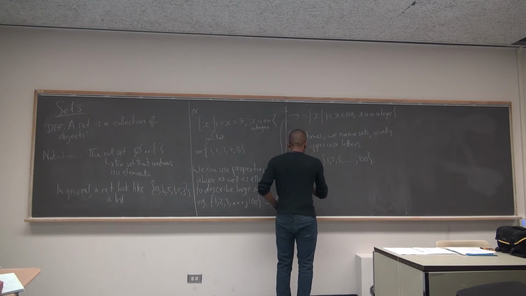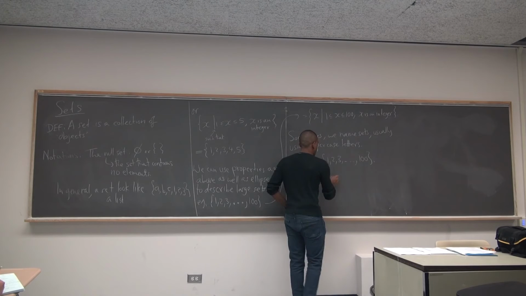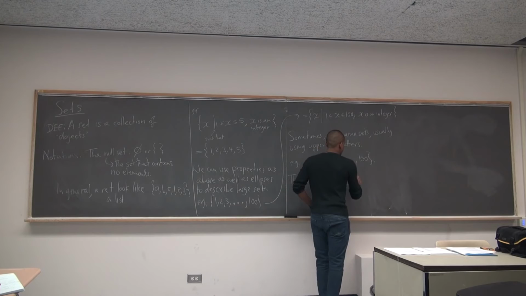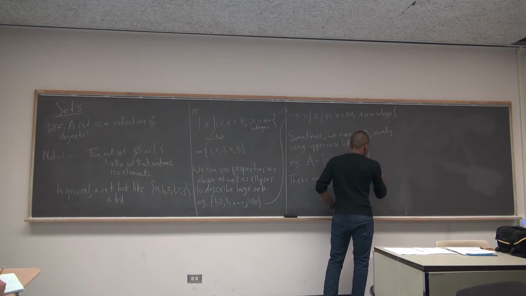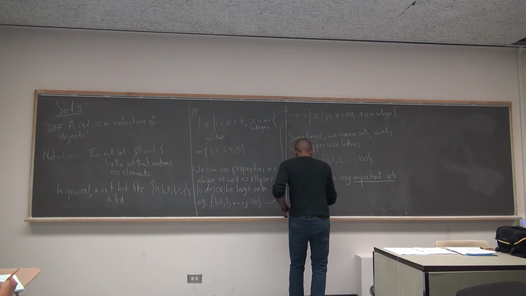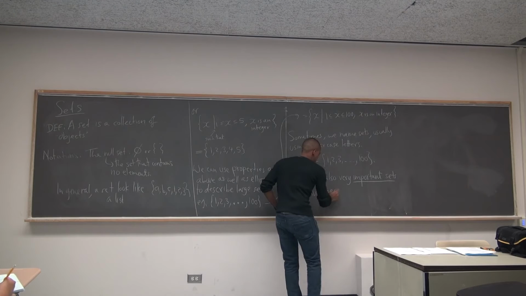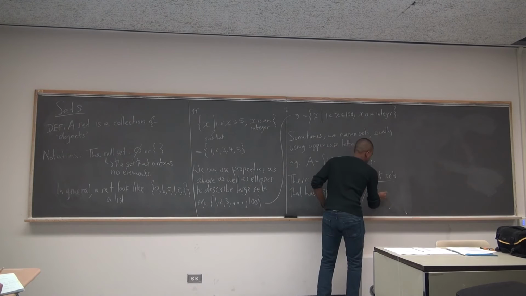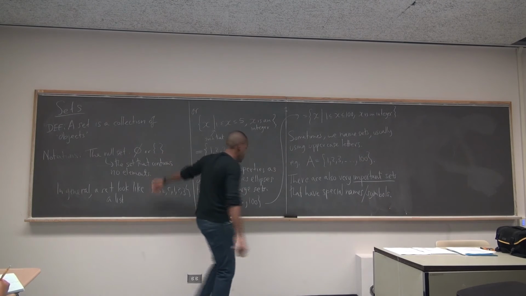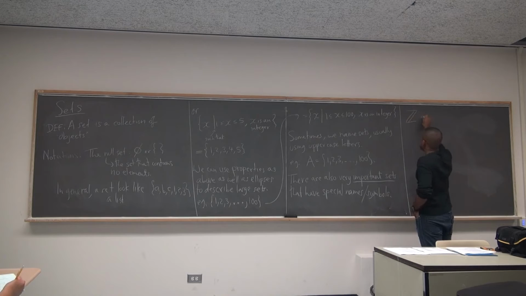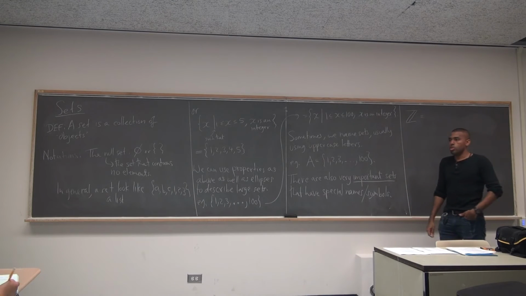There are also very important sets that have special name symbols. One very important set is the empty set, which we already spoke about, and some other important sets are sets like Z. What is Z? Boldface Z.